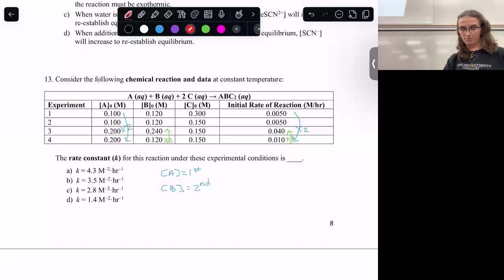From 1 and 2, we go from 0.15 to 0.3. What do we do here? This is times 2. What happens to our rate? Nothing, no change. So what does that mean for C? That's 0 order. So if we were to write the rate law, what would our rate law look like?